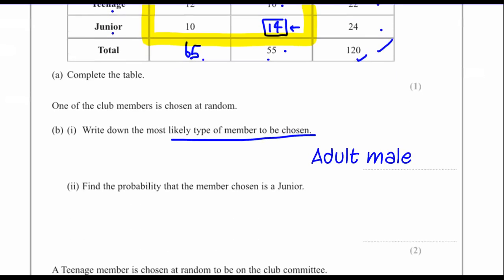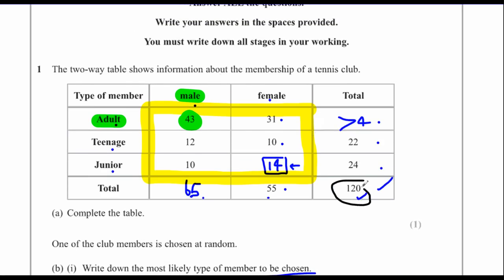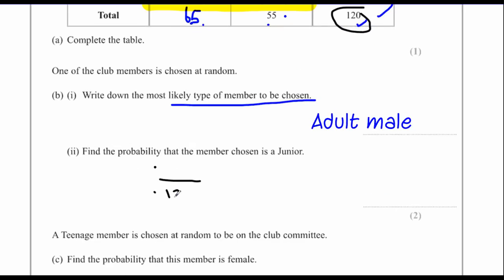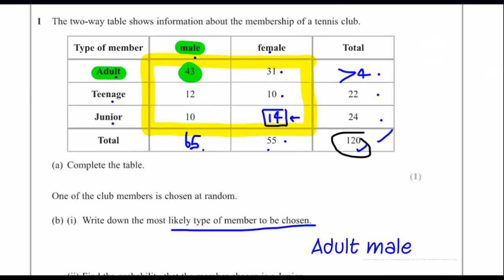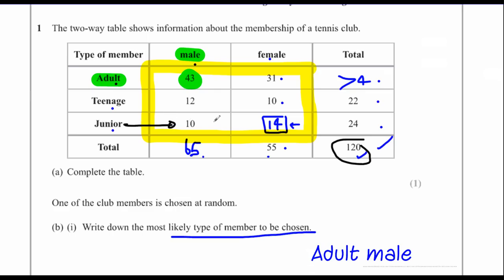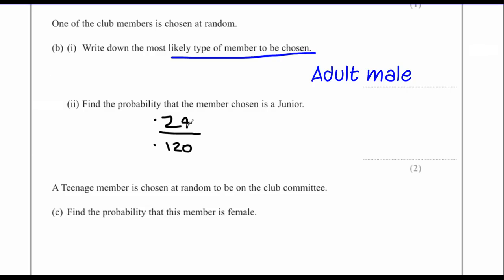Moving on, part 2. Find the probability that the member chosen is junior. Now, let's think about a probability. We say out of how many people we're talking, and that goes on the bottom of a fraction, and we say the ones that we're interested in, that goes at the top. So we're talking about a total of 120 players. So we're picking from 120, so that goes on the bottom. And we now want to know how many juniors we have. So if we scroll up, we can see junior. We've got 10 male juniors, 14 female juniors, in total 24 juniors. So you could leave your answer as 24 over 120 if you like, but that simplifies if you divide by 24 to 1 over 5, aka 0.2.